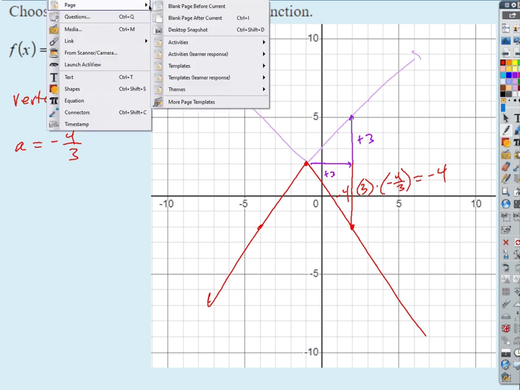Negative, kind of flip it, that's how we get like a 3/4.